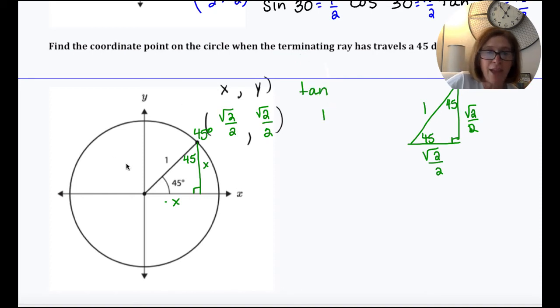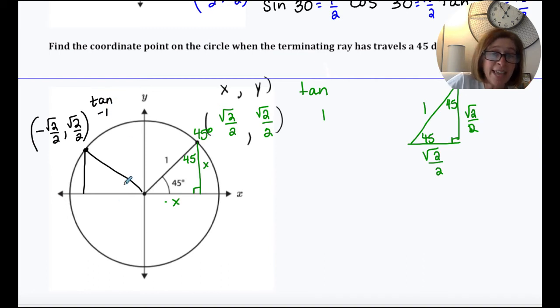All right, if I reflect it, I would be over here. The only thing that would change would be my negative x's, positive y's. So negative root 2 over 2, root 2 over 2, quadrant 2. That would make tangent negative because one of them is negative. So tan would be -1. This angle would be 45, so the angle of the rotation would be 180 minus 45, which would be 135.